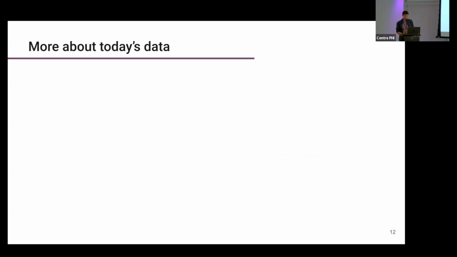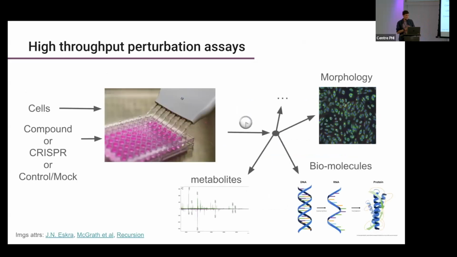The data in question is a high throughput perturbational assay. It's done in 384 well plates, and this is only 96 in this picture. It has cells, compound, CRISPR, and controls. It has also a variety of cell types. These perturbations were applied, and then you can do various bioassays.